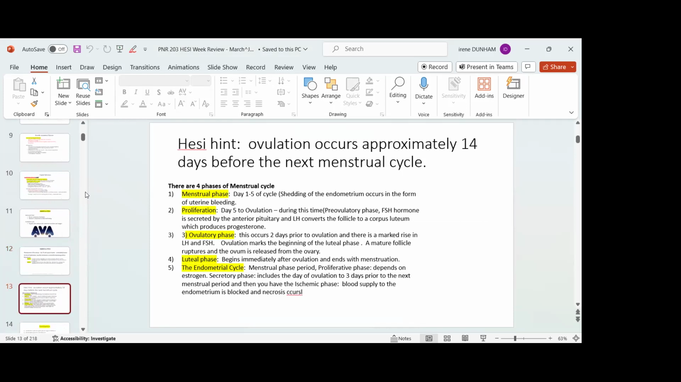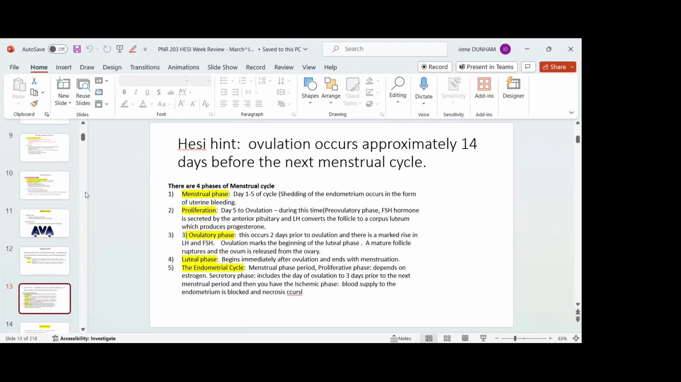Okay, so here's your HESI hint, and they like to do this. I've seen this over and over again. So ovulation occurs approximately 14 days before the next menstrual cycle. They always like to put a scenario with ovulation. So they usually say, this woman has a 28-day cycle, and the nurse will counsel the woman as to what day ovulation occurs.